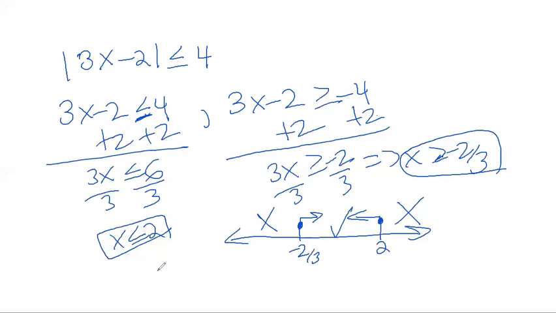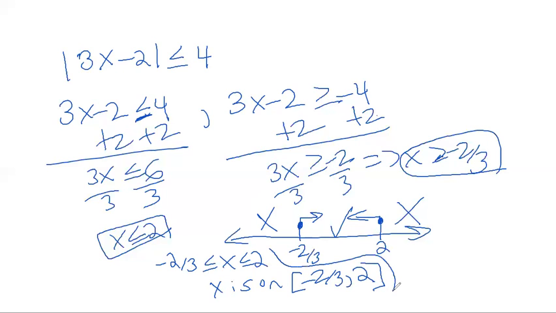So therefore, the solution would be -2/3 <= x <= 2. Or in interval notation, x is on a bracket, because I have the equals here, -2/3, comma, 2, and since it's equals here again, I put a bracket. And that is the solution to this absolute value inequality, and that wraps it up for Intermediate Algebra Chapter 8 review.